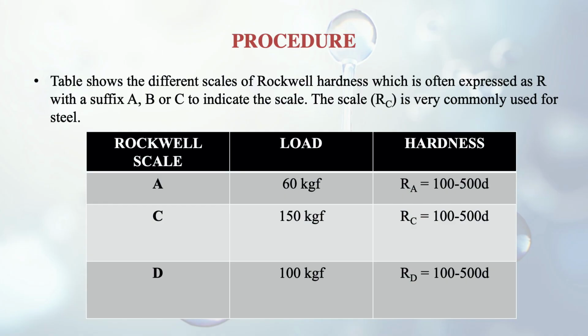So this table shows the different scales of Rockwell hardness, which is often expressed as R, Rockwell, with a suffix to indicate which scale we are using. Here in the table you can see A, C and D, 3 scales are given, and loads are accordingly given. For A it is 60 kg force, for C it is 150 kg force, for D it is 100 kg force, and the hardness range is given as 100 to 500 times d. d is the depth of the indentation, and generally the scale RC is very commonly used for steel.